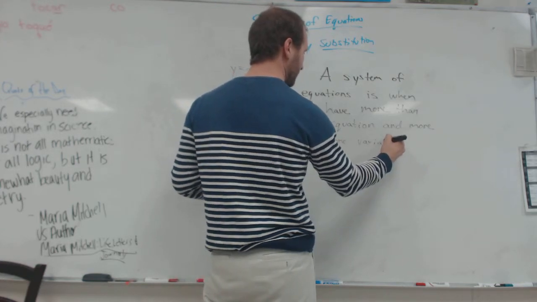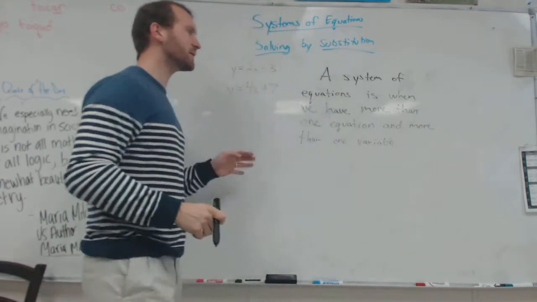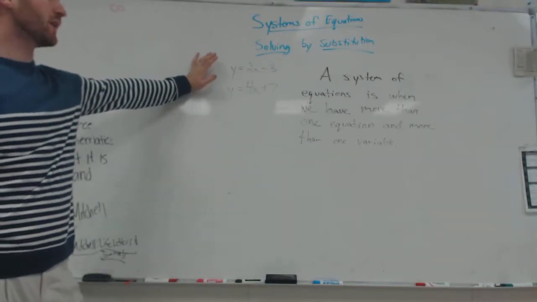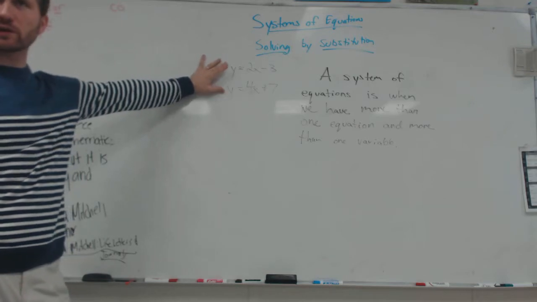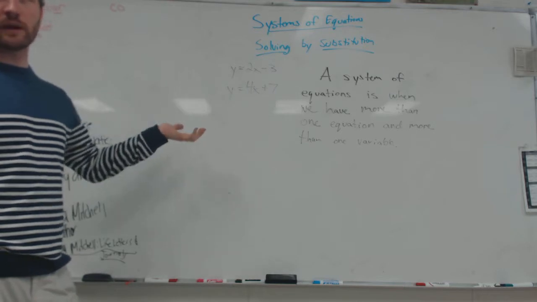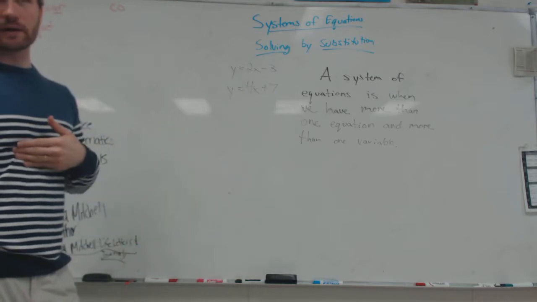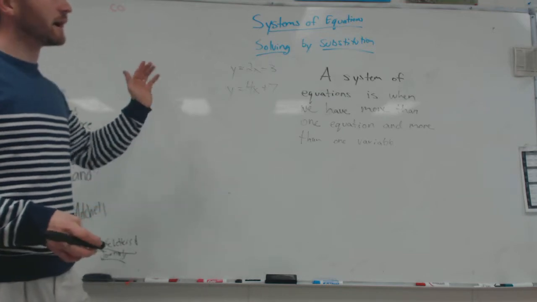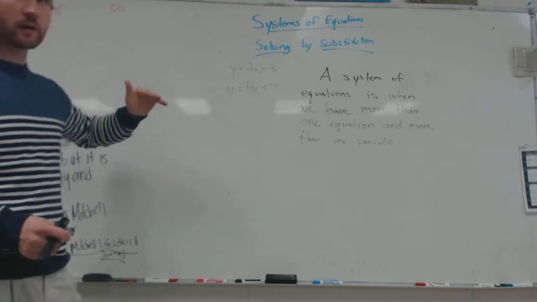Well, that was fun, all the squeaking away. The system of equations is when we have more than one equation and more than one variable. So in this case, we have two equations and two variables, y and x. This would be called a 2-by-2 system, and we're going to work exclusively with 2-by-2 systems. So you're always going to have two equations and two variables.